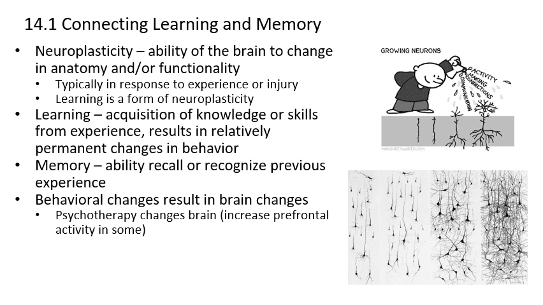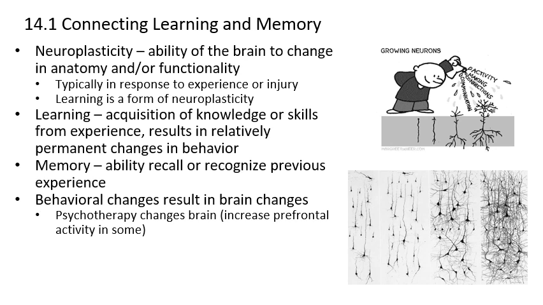So section 1, connecting learning and memory. We're going to be talking about neuroplasticity a lot, which, if you remember from earlier sections, is the ability of the brain to change in its anatomy and/or its functionality. This is typically in response to experience or injury, and learning is, of course, a form of neuroplasticity. Learning has corresponding changes in the brain.